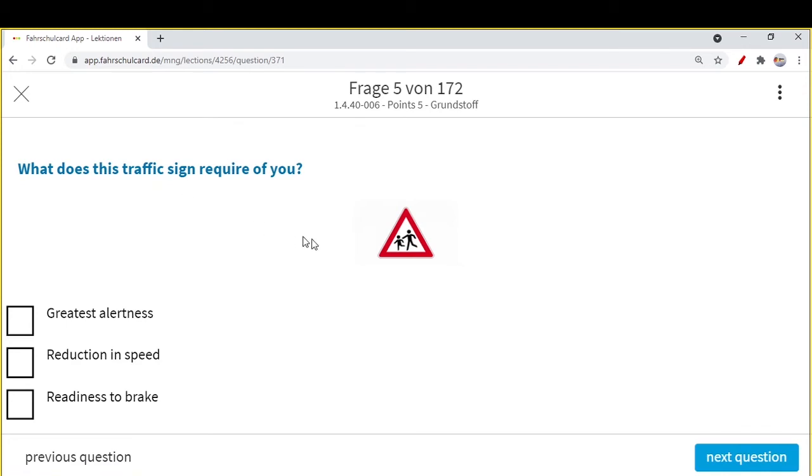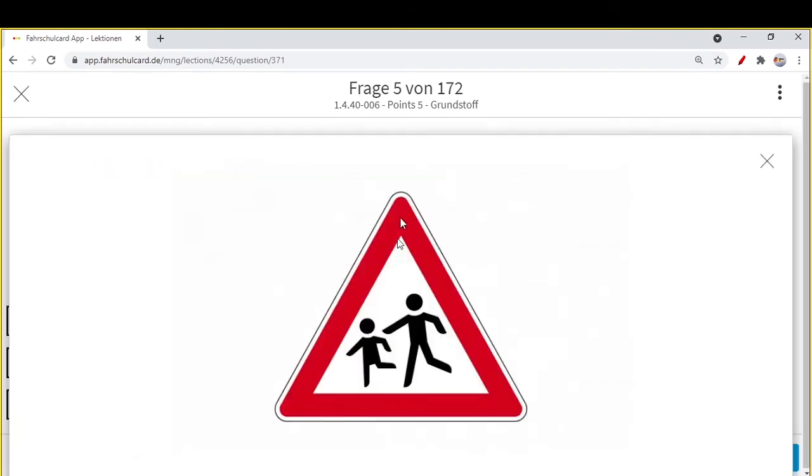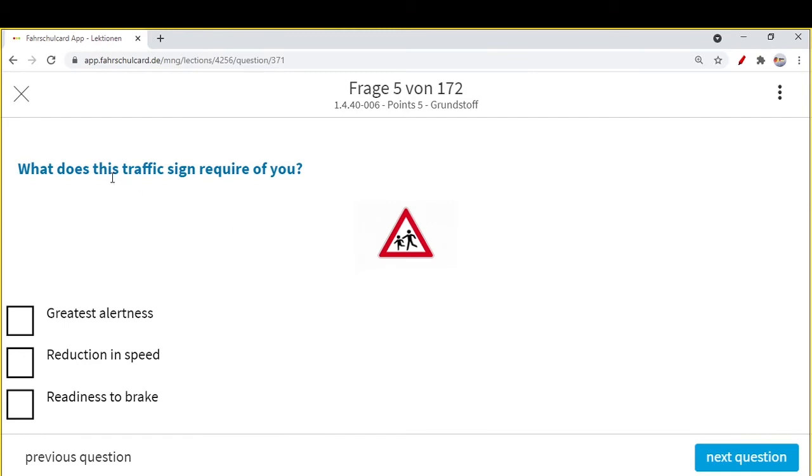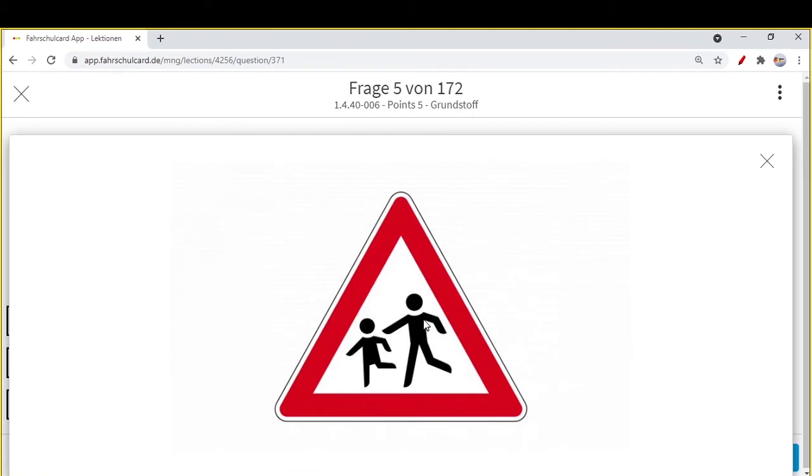What does this traffic sign require of you? So first of all, a red triangle, a danger related to what? Maybe a kid playing with his parents or with somebody else. So actually someone is playing on the road. A danger related to some people who are on the road. So what does this traffic sign require of you? What should you do? Whenever you see this traffic sign, you can recognize that there may be some pedestrians playing, or they are walking on the road, or maybe some kids playing on the road.